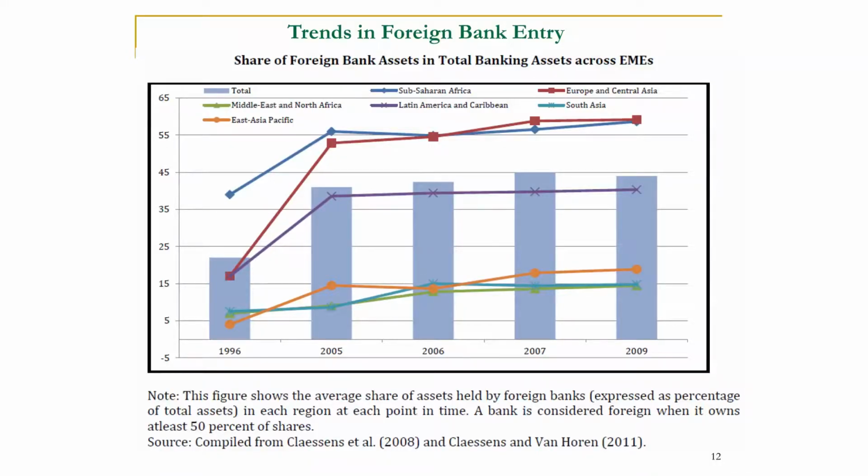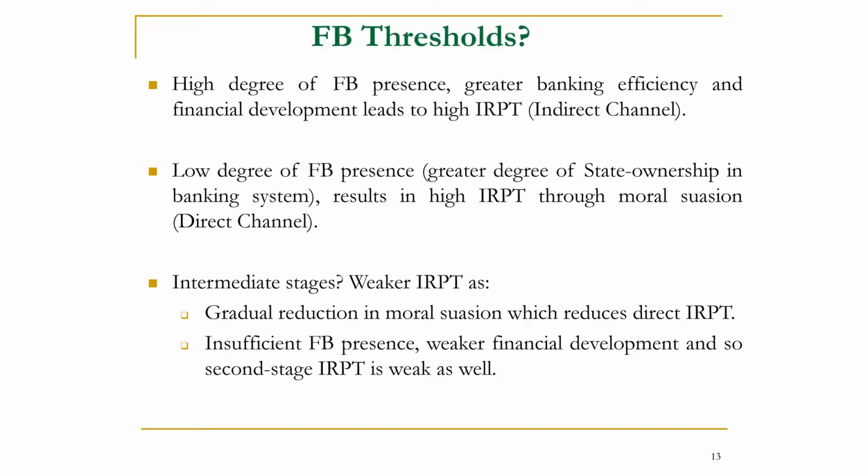Now, I will come back to the data again. This is basically from the Claessens and Van Horen data, which is again integrated with the Global Financial Development database right now, which measures the share of foreign banking assets as a percentage of the total banking assets in a particular country. So what is the motivation hypothesis as such? We're trying to say that if there is a high degree of foreign banking presence, then we understand from the literature that there is a possibility of that enhancing greater banking efficiency and financial sector development, which will lead to higher interest rate pass-through as such, right? That's through the indirect channel that we understand.